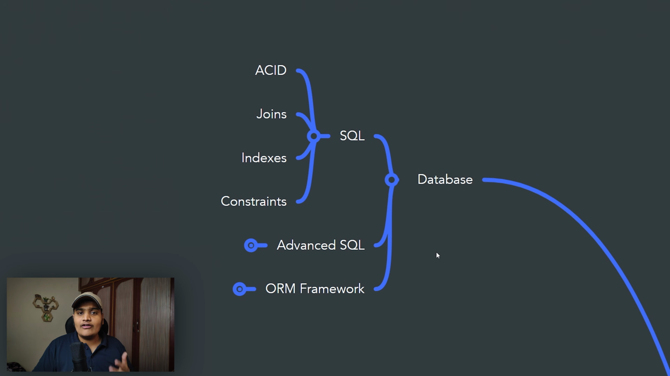Okay, so you need to have the different concepts in mind, like how the ACID property works, how to create the joins between two or more tables, how to create the indexes, how to create the different constraints on the tables. So you should be aware of all those particular things. These are the basic concepts about SQL, but you should be aware of them.